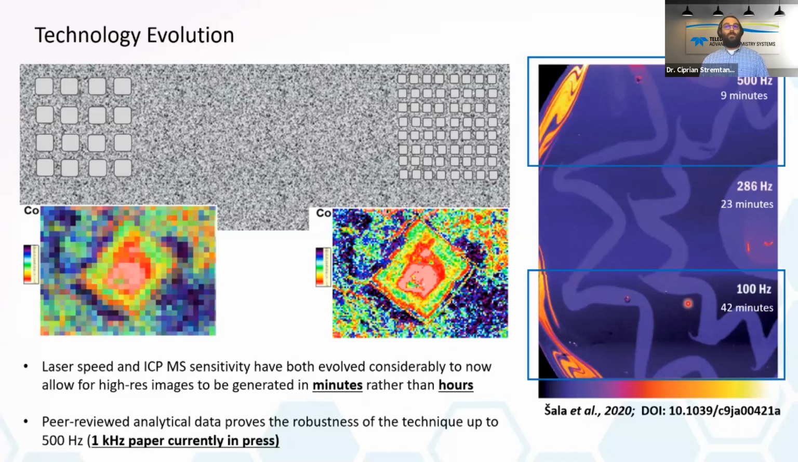So it's saving valuable time and also resources, because you don't have to keep the plasma on for so long, and you don't have to consume all those gases for that long. And there's a paper currently in press showing that you can go up to 1 kilohertz and still get really good data, really good quality images, and so on.